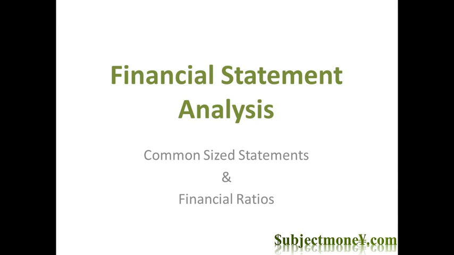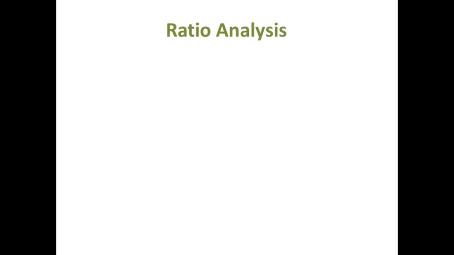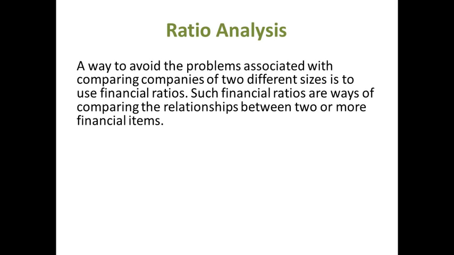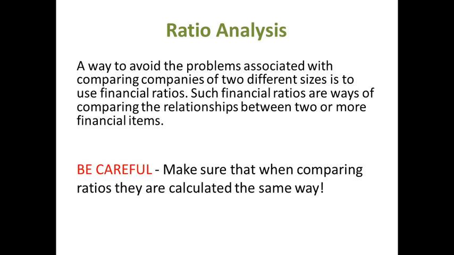Ratio analysis. A way to avoid the problems associated with comparing companies of two different sizes is to use financial ratios. Such financial ratios are ways of comparing the relationship between two or more financial items. It is important to note that many analysts calculate and title ratios differently, so if you are using ratios to analyze a statement, it is important to document how each ratio is calculated, and if you are comparing your ratios to someone else's, it is important to know how their ratios were calculated.